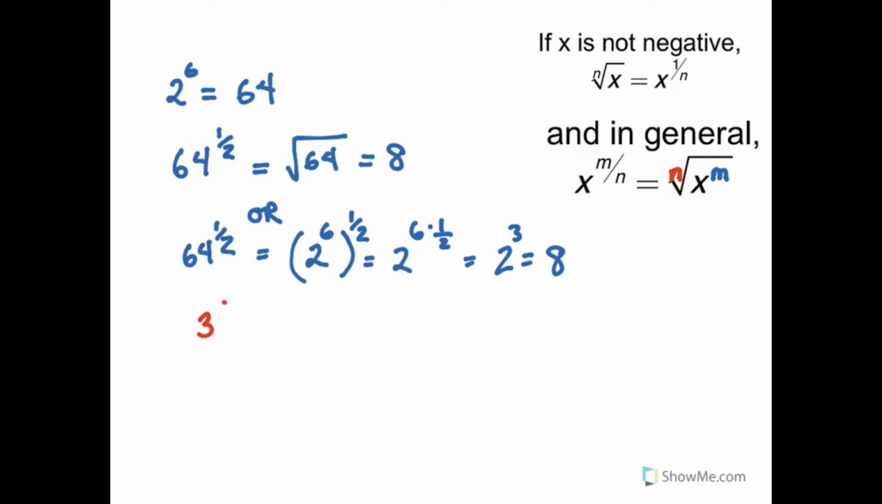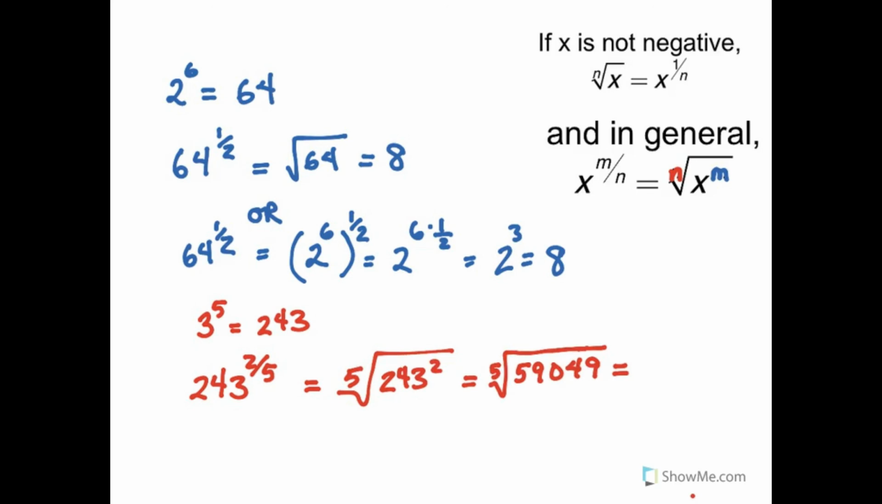3 to the 5th power is 243. Now suppose I'd like to take 243 to the 2/5 power. One way to do that is to think of it as a 5th root of 243 squared. I can find that on my calculator. It's the 5th root of 59,049, and that turns out to be 9.